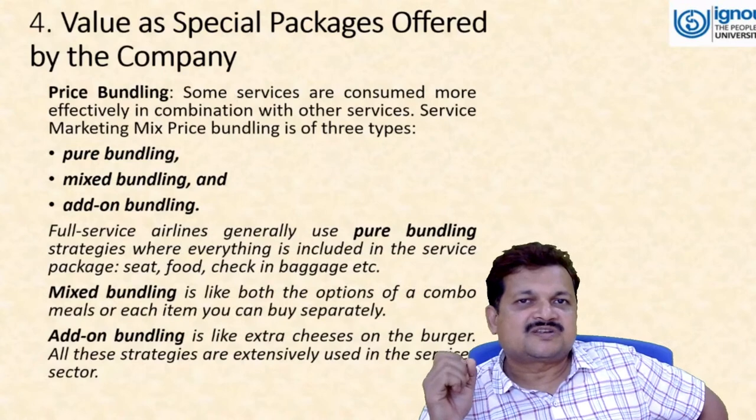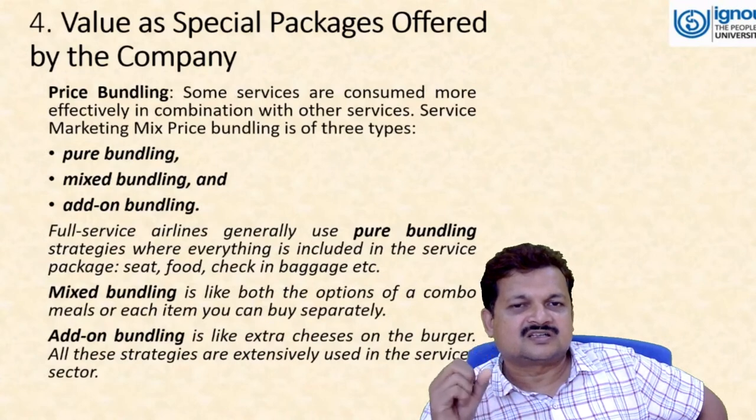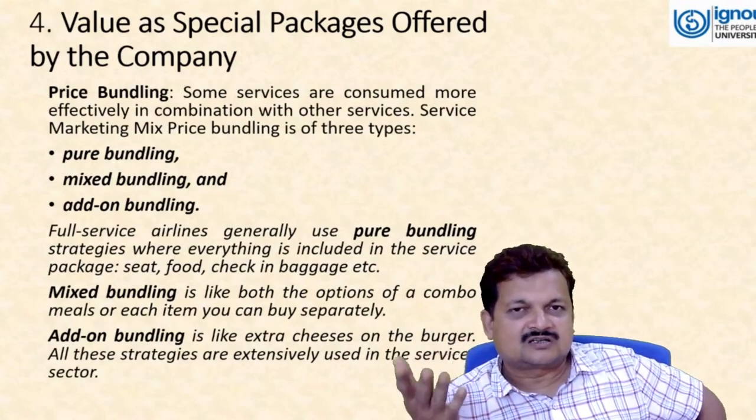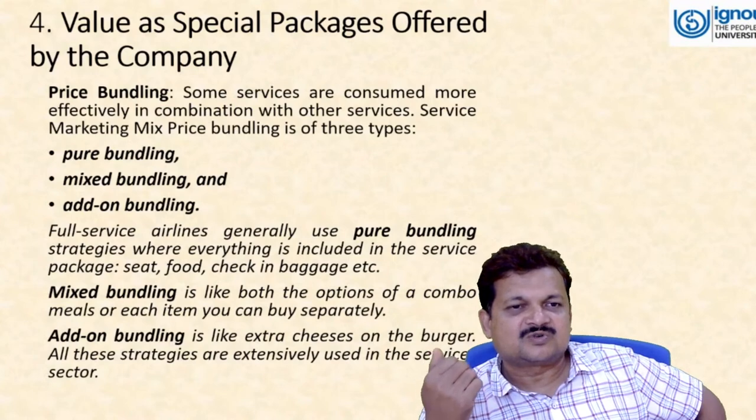Now, value is the special packages offered by the company. So here it is pure bundling, mixed bundling, and add-on bundling. Similar kinds of services you will find, that is, bundlings are there. Dissimilar kinds of things you will find, mixed options are there. And adding more bundles to that, you are also going to add unbundling. So pure bundling: full-service airlines generally use pure bundling strategies where everything is included in the service.